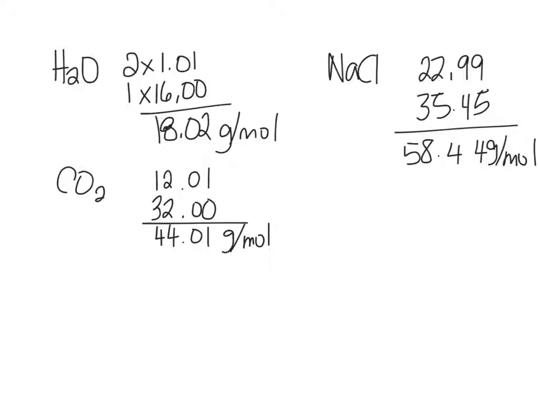If it was just an element, if it was just iron, it would just be the number in the periodic table followed by grams per mole. So 55.85 grams per mole. All right. Now, the amount of a substance, the mass, and the molar mass are related to each other through the following equation. The number of moles is equal to the mass divided by the molar mass. Mass divided by molar mass.